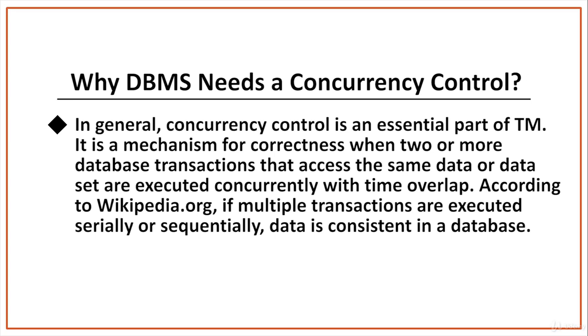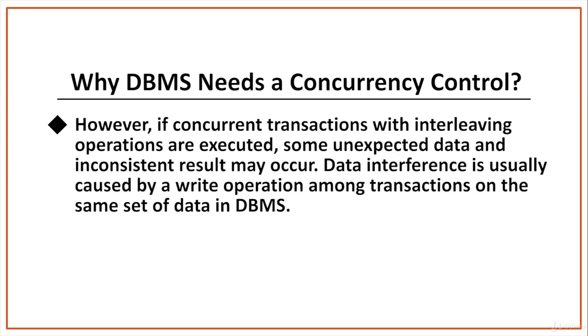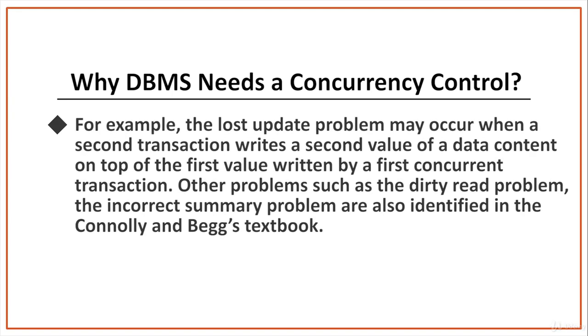According to wikipedia.org, if multiple transactions are executed serially or sequentially, data is consistent in a database. However, if concurrent transactions with interleaving operations are executed, some unexpected data and inconsistent result may occur. Data interference is usually caused by a write operation among transactions on the same set of data in DBMS. For example, the lost update problem may occur when a second transaction writes a second value of a data content on top of the first value written by a first concurrent transaction.